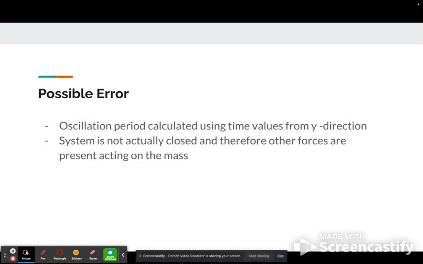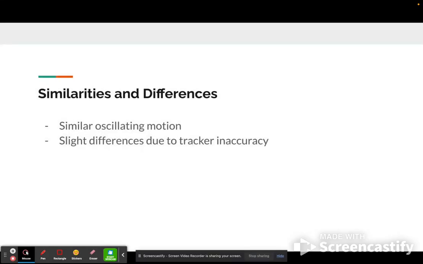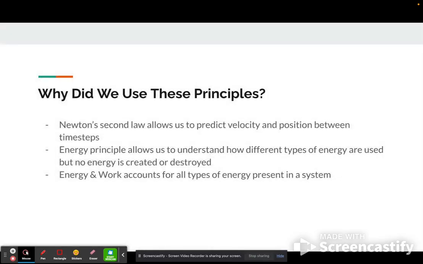And here's some possible error. The oscillation period calculated using time values from the y direction, and the system is not actually closed, and therefore other forces are present acting on the mass. Some similarities and differences are just the oscillating motion is similar, and then there's slight differences due to the tracker inaccuracy. And why do we use these principles?